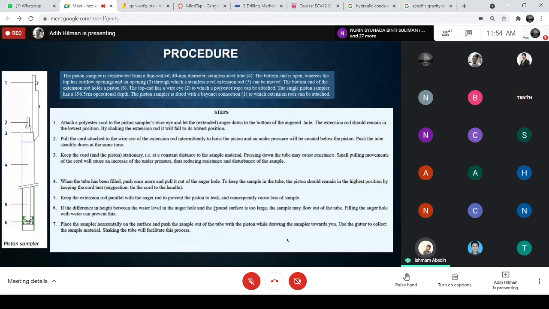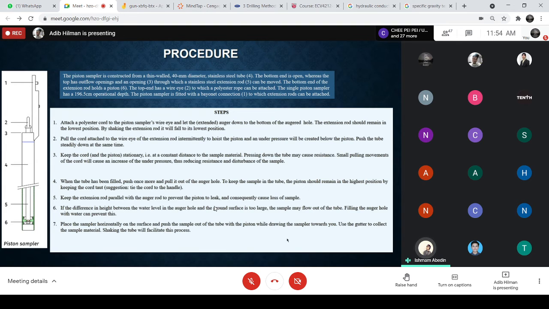Okay, when the tube is filled up, we will push once more and we will put it out of the auger hole. To keep the sample in the tube, the piston should remain in the highest position by keeping the cord taut. A suggestion is to tie the cord with the handle. So we will keep the extension rod parallel with the auger rod to prevent the piston from leaking, and consequently it will cause loss of the sample.